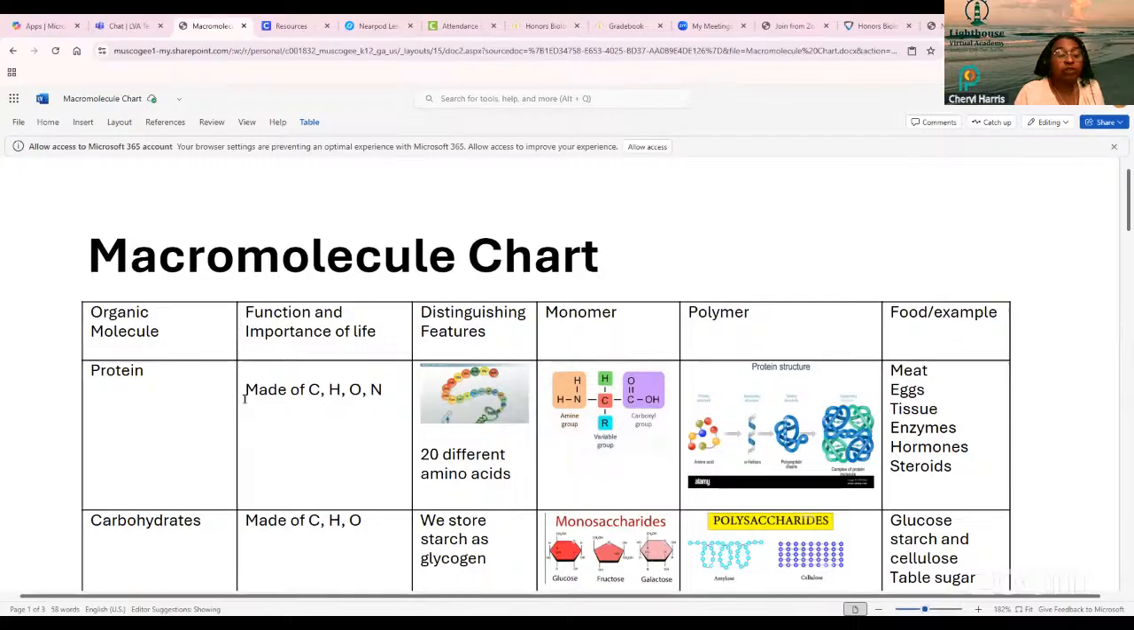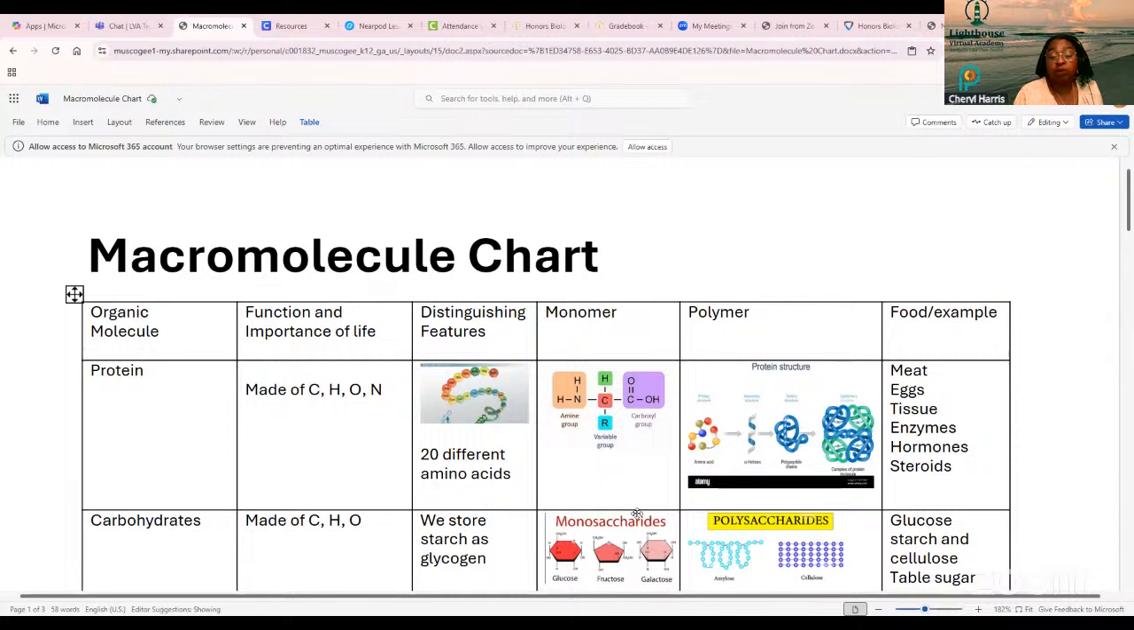So I do want you to go back and make sure that, in the first column, you mention that proteins are made up of the elements carbon, hydrogen, oxygen, and nitrogen. You should have a picture of the 20 different types of amino acids and say that there are 20 different types of amino acids. You may have other distinguishing features.